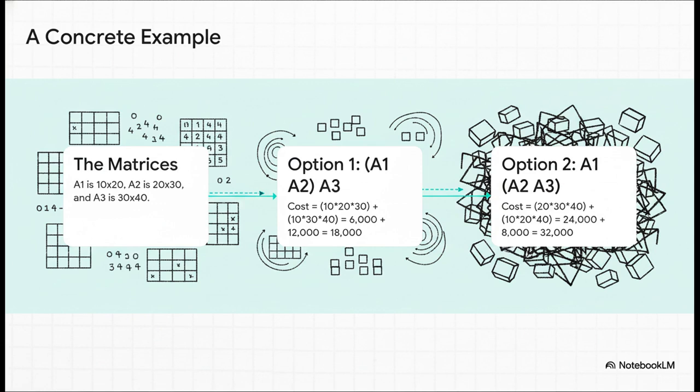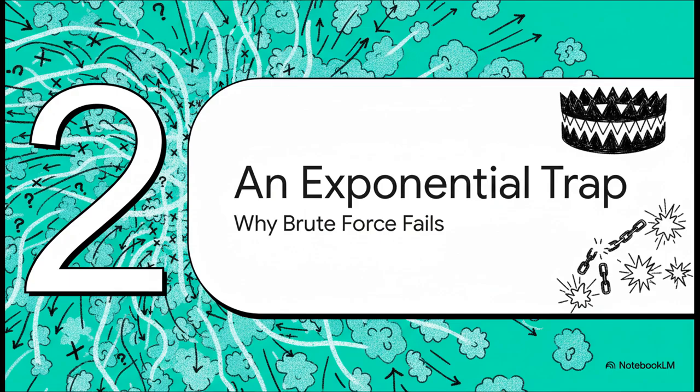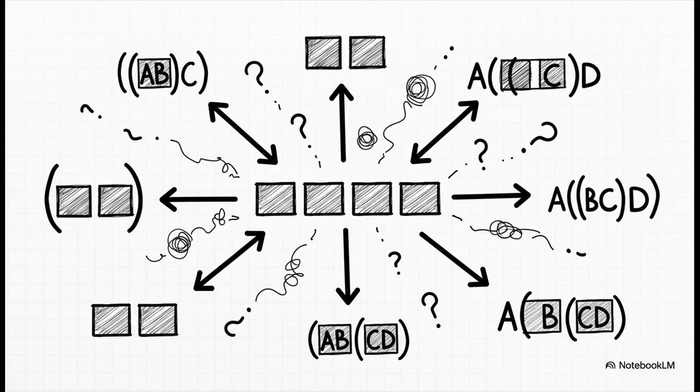Wild, right? Okay, so we've got the problem down. Now, the most obvious solution, the one that probably pops into your head first, is, hey, why don't we just try every single possibility and pick the cheapest one? Well, that seemingly simple idea leads us straight into a massive trap. This is what we call the brute force approach. You just try everything. And it's tempting because it feels so simple to think about.